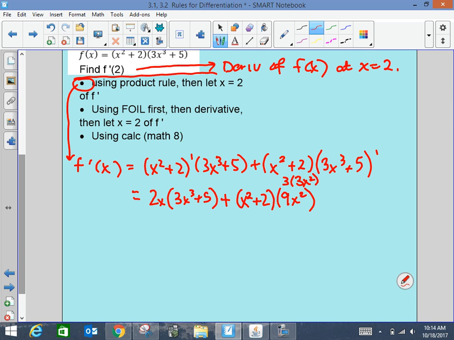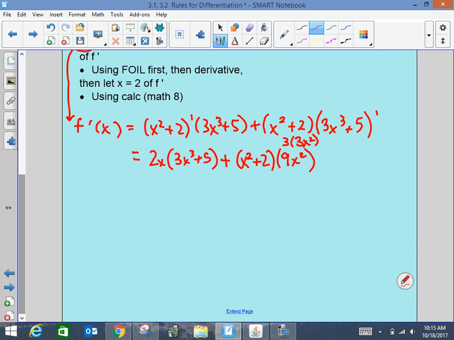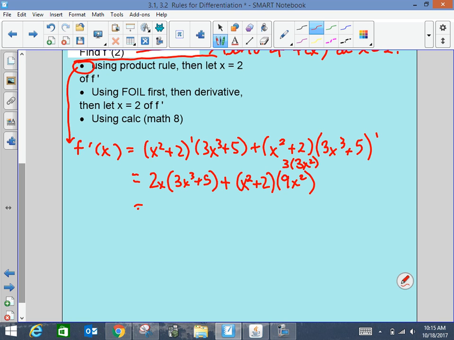Hopefully all of us will get to the point that we don't have to write that 3, pull it around, times 3. We can do that all in one step. But if you're not there, don't worry, you'll get there. Now, we can plug in 2, but let's clean it up first, just because that's what we would do if we were finishing here.